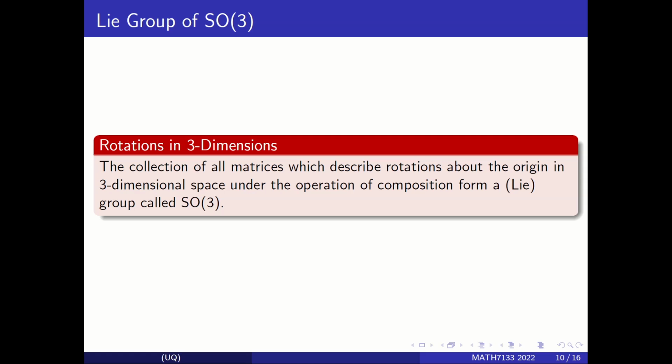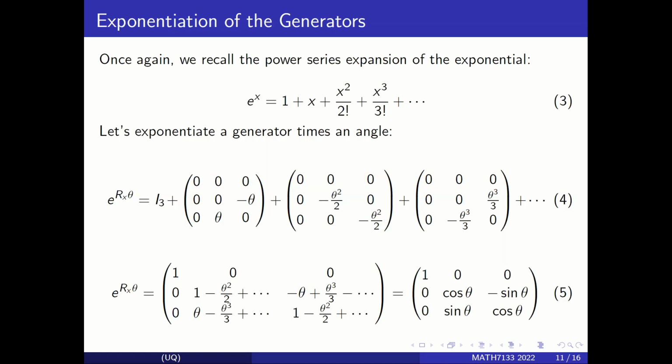Well, first of all, the collection of all matrices which describe rotations about the origin in three-dimensional space form a group called SO3, with the operation of composition of maps. But how could we form this group? Let's take a closer look at our generators.